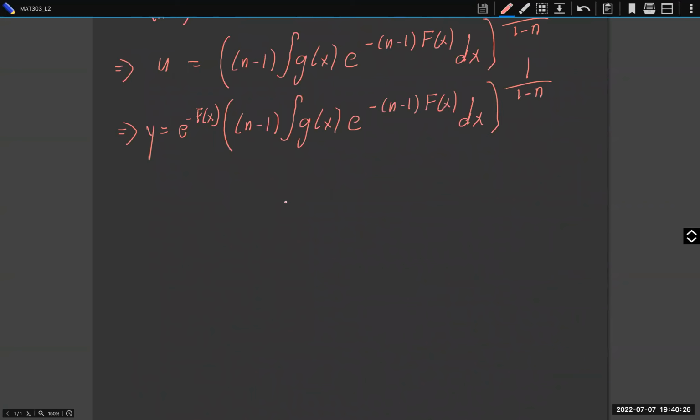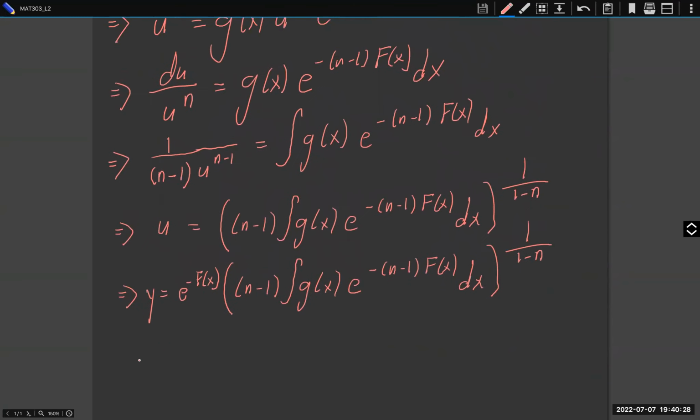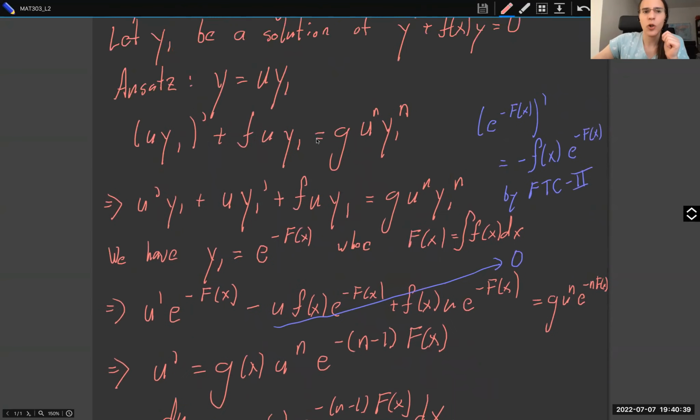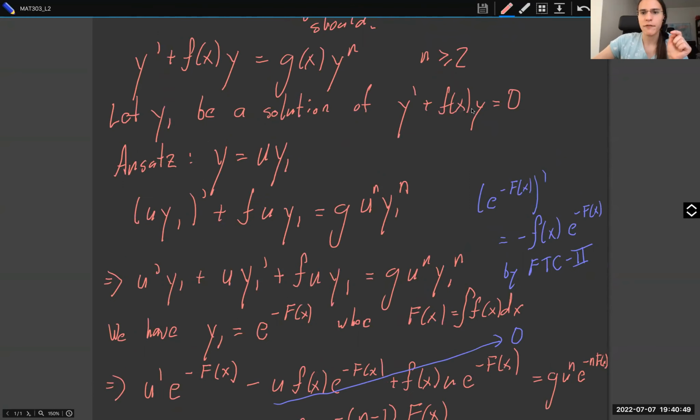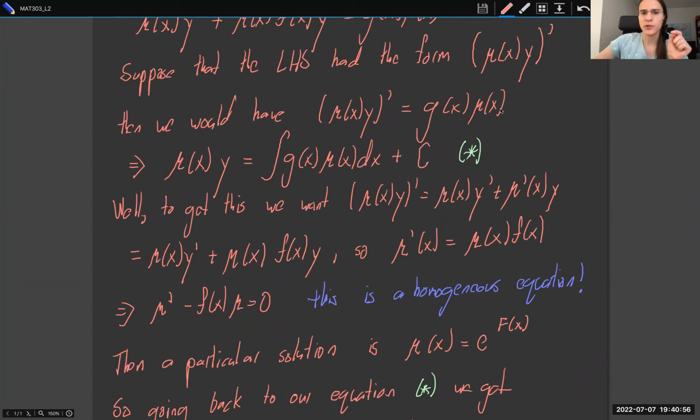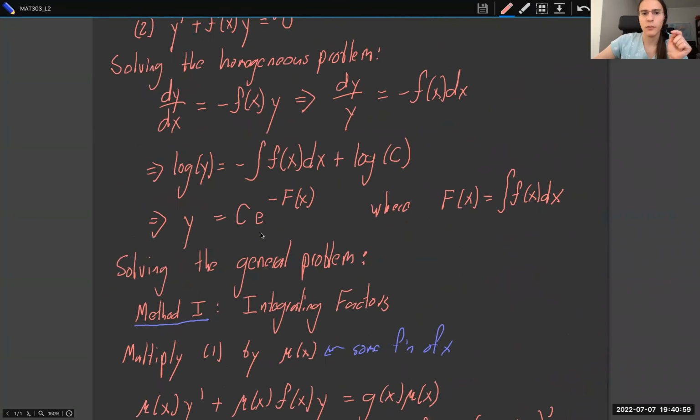I just have a question. If you scroll up a bit, I just have a question on why y1 equals e to the negative f of x, like that one. I'm still a bit confused on that. The reason is that we're trying to solve the general homogeneous linear first order equation, y prime plus f of x y equals 0, right? Remember at the very start of the lecture, we reviewed the solution to the homogeneous case, and it's just a direct separation of variables.